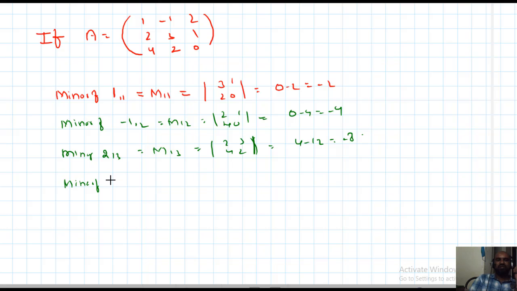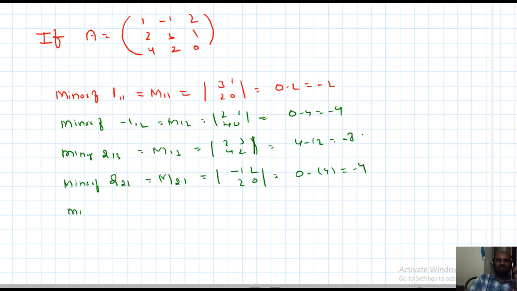Yeah, what is the element? Minor of 2. Actually, what is 2 1? Second row first column element, I can write as M21. So that row, that column should be removed. What are we left with? Minus 1, 2, 2, 0. That is 0 minus 4, which equals minus 4.